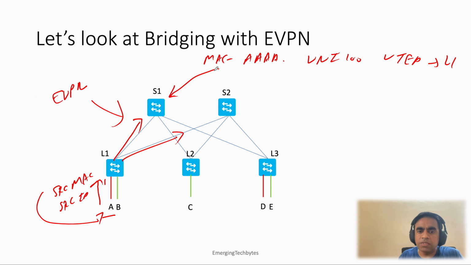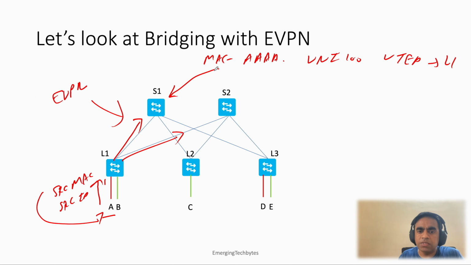Right? Again, what will happen here? Now when this packet comes to L3, L3 will see that the source MAC address D is connected behind this interface. It will again send an update to BGP that MAC address D is connected to VNI 100 VTEP L3. BGP will send that information again to everybody.